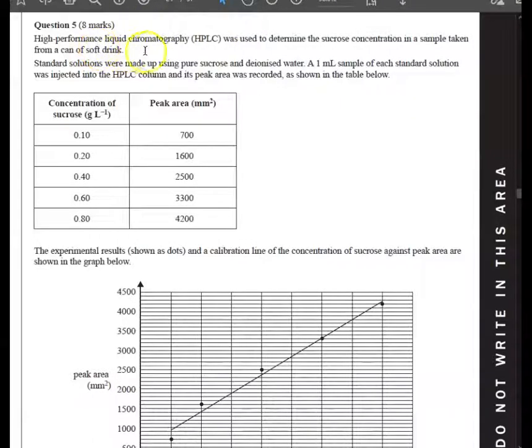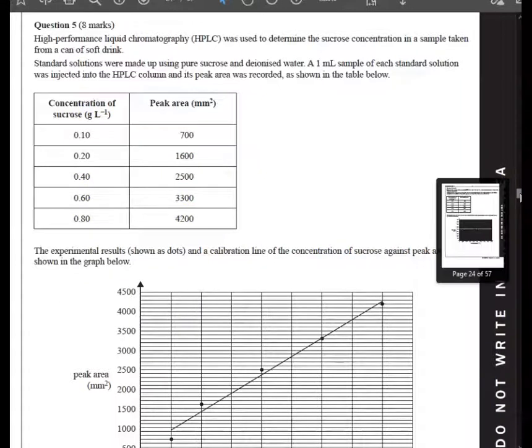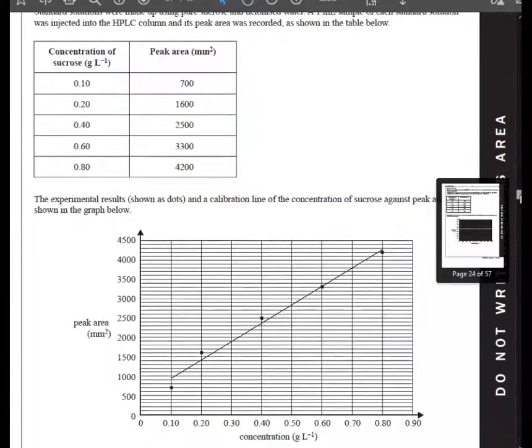Okay, so this is 2019 question 5. It's an HPLC question and it's for quantitative analysis. So we've got some sucrose and we've got different concentrations of sucrose, and you get different peak areas when you put them through the chromatography HPLC column.